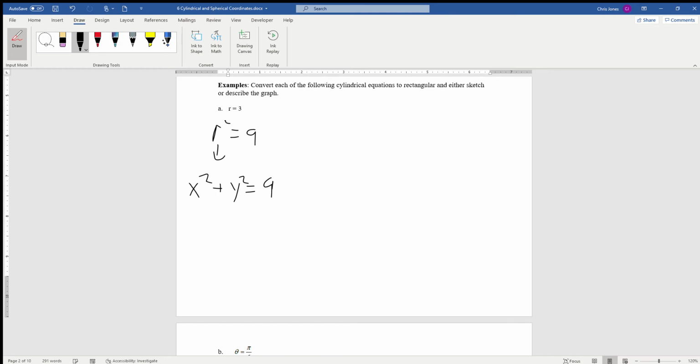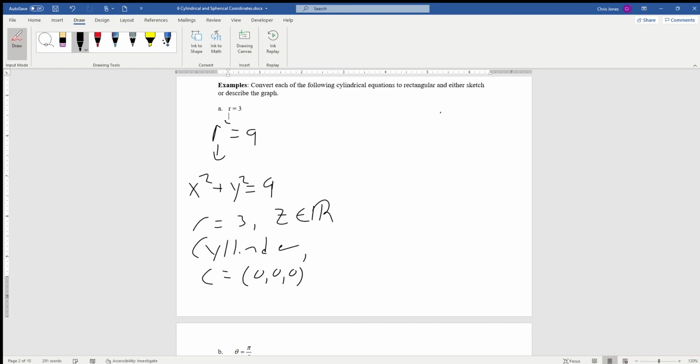In 2 dimensions, this is a circle that's centered at the origin with a radius of 3. In 3 dimensions, though, that circle becomes a cylinder because z is a real number. Remember, z is independent. It doesn't say anything about z. So we actually have a cylinder with radius 3, and the center is at the origin.